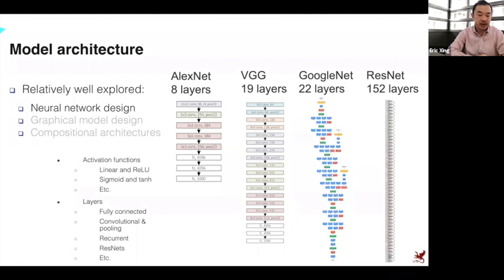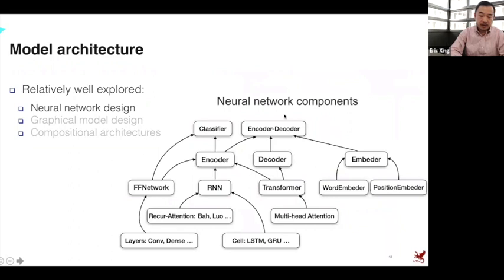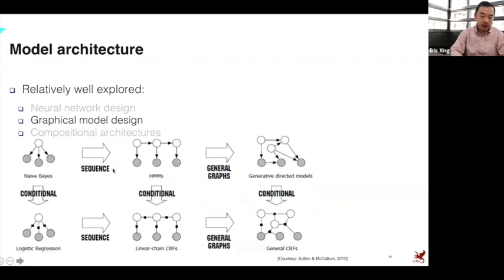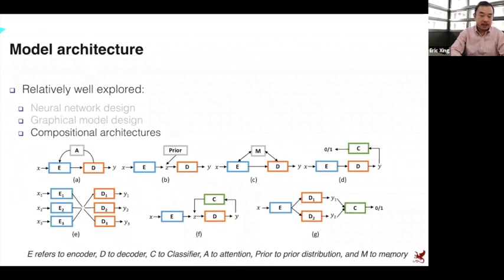For example, if you want to design neural networks, you can go with a large library of ideas, starting from activation functions, gate functions, and layers of all kinds to process different data. And then you can use all these different neural network components built on those building blocks to build encoders, decoders, attention models, transformers, and so forth. And the graphic model also allows you to model causal structures between random variables, and the composition of neural network components using the graphic model ideas allows you to build even more advanced compounded models, such as encoder-decoder schemes, encoder-decoders with prior knowledge, with memories, and with feedbacks, or multi-head attention models, and so forth.